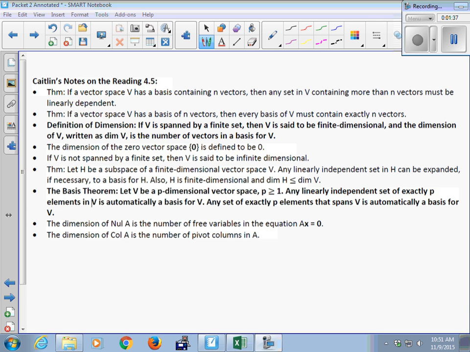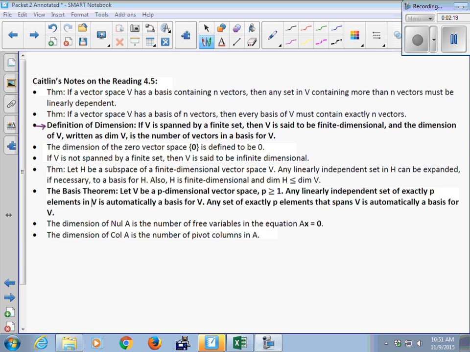All right, here's the definition of dimension. This was on your quiz. If V is spanned by a finite set, V is said to be finite dimensional, and the dimension of V, written dim V, is the number of vectors in the basis. So dimension is the number of vectors in the basis. We say the dimension of the 0 vector space is 0, because the 0 vector is its own little vector space. And if V is not spanned by a finite set, then it's said to be infinite dimensional, right? It has infinite dimension, and there's an example of that in your activities.